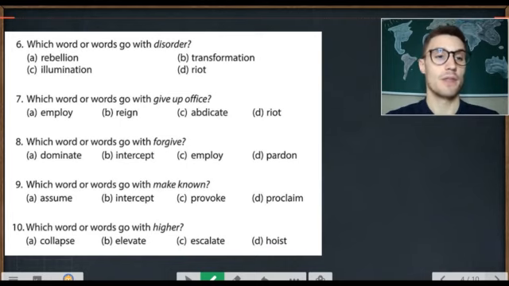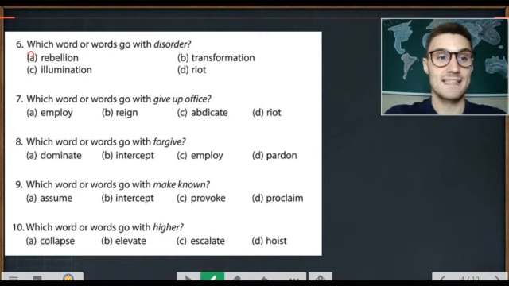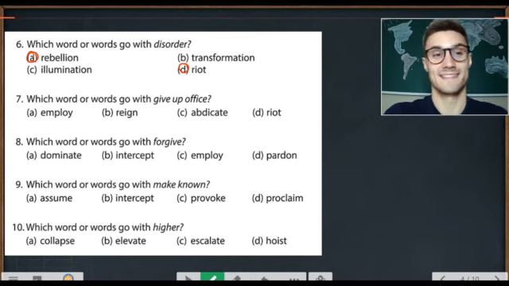Question 6. Which word or words go with disorder? A, rebellion, B, transformation, C, illumination, D, riot. Which word or words go with disorder? I can see 2. It is A, rebellion, D, riot. Those 2.